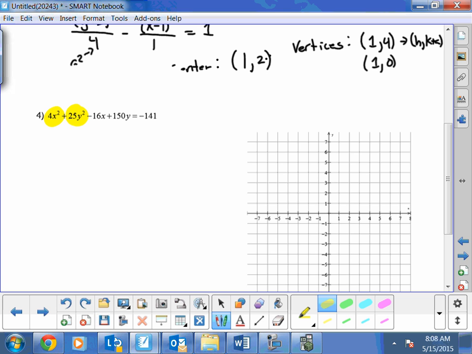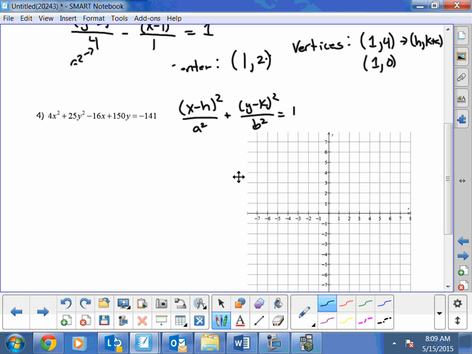Both positive, which means that this one's going to be an ellipse. Let me take that out. The only thing we've got to do now is follow the strategy where we convert this to standard form. So we're eventually going to look like this: (x minus h) squared over a squared plus (y minus k) squared over b squared is equal to 1. And first of all, we're going to put it in order.